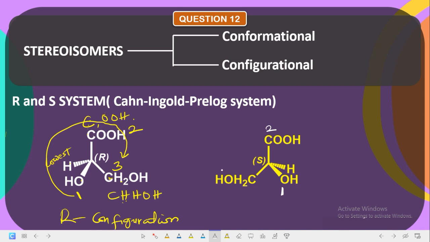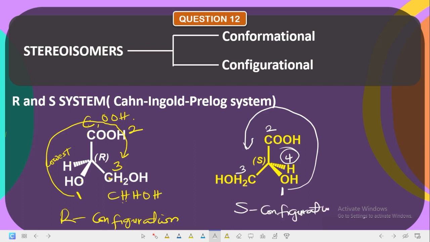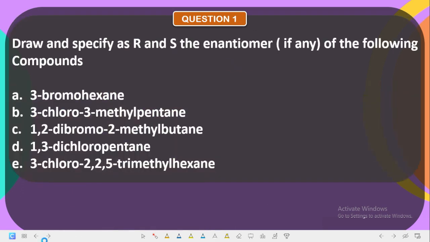Position 2. And this is what? Position 3. Of course, hydrogen is position 4. While you are counting, you don't count hydrogen as part of them. Are you getting it? So this is 1, 2, and 3. So in what direction is it going? Anti-clockwise. So that is why they call this one what? S configuration. Is that okay? S configuration. Now let's look at another.